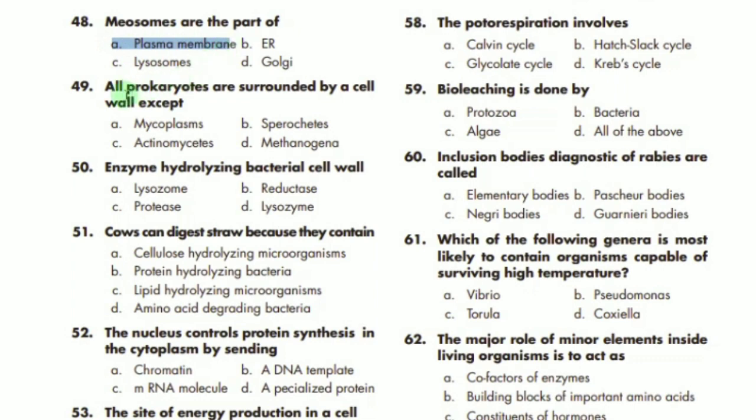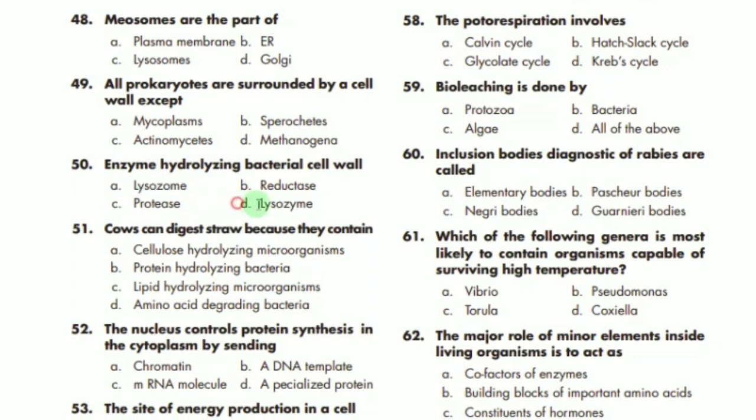MCQ number 49 says that all prokaryotes are surrounded by a cell wall except mycoplasma, which doesn't have a cell wall. So A is the correct option. Okay. Now MCQ number 50 says the enzyme hydrolyzing the bacterial cell wall, what do we call that? Lysozyme. A is the correct option.